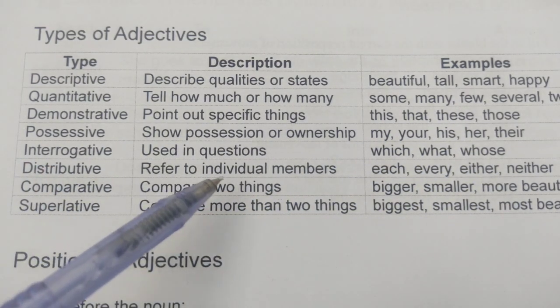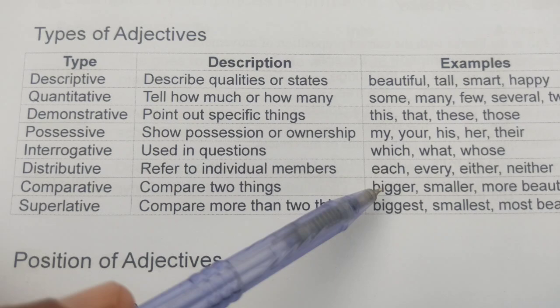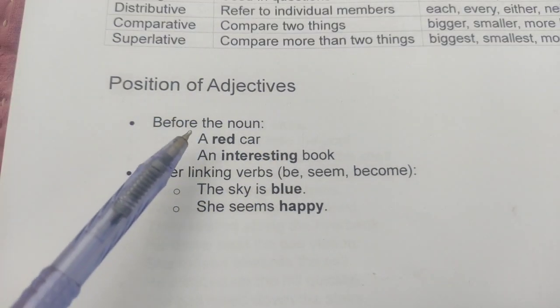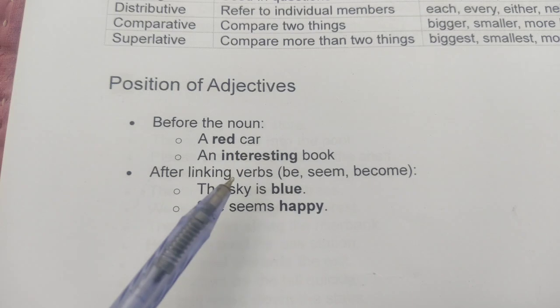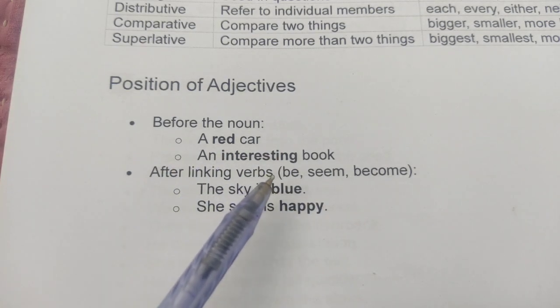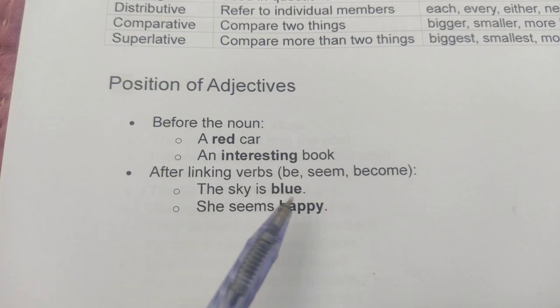Comparative adjectives compare two things: bigger, smaller, more beautiful. Superlative adjectives compare more than two things: biggest, smallest, most beautiful. Position of adjectives: before the noun, a red car, an interesting book. After linking verbs: be, seem, become. The sky is blue, she seems happy.